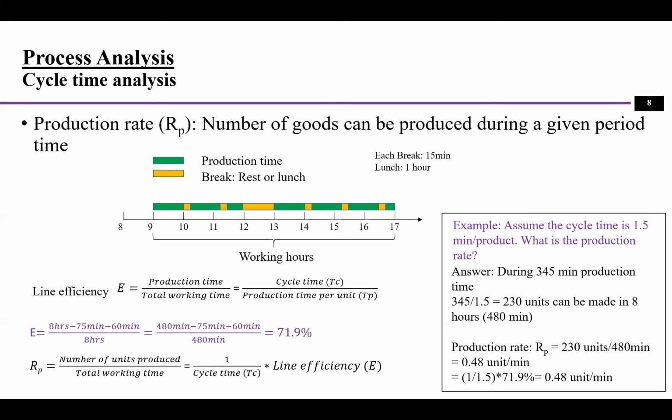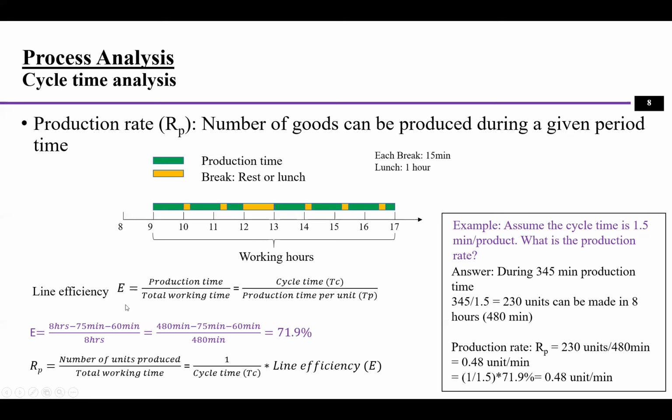There's a line efficiency that uses production time divided by total working time. What is the production time? The real production time is the green slots, right? Those green slots are production time. That is divided by the total working time, so you can get the line efficiency.